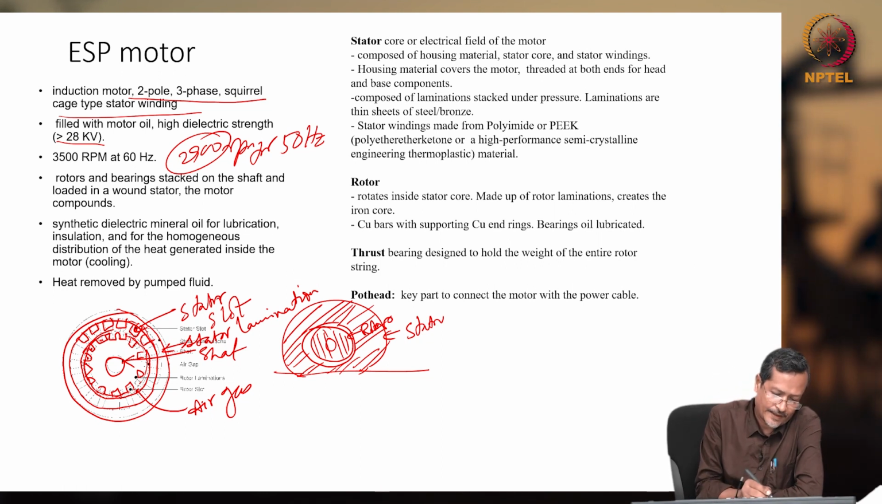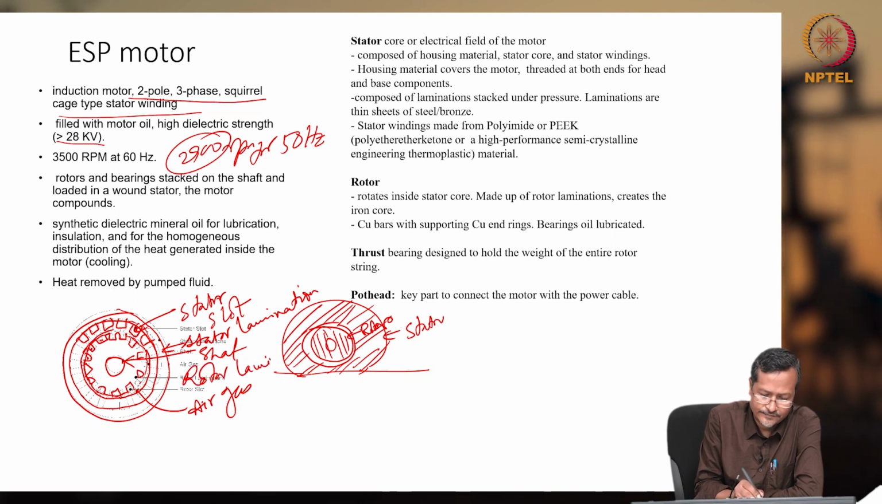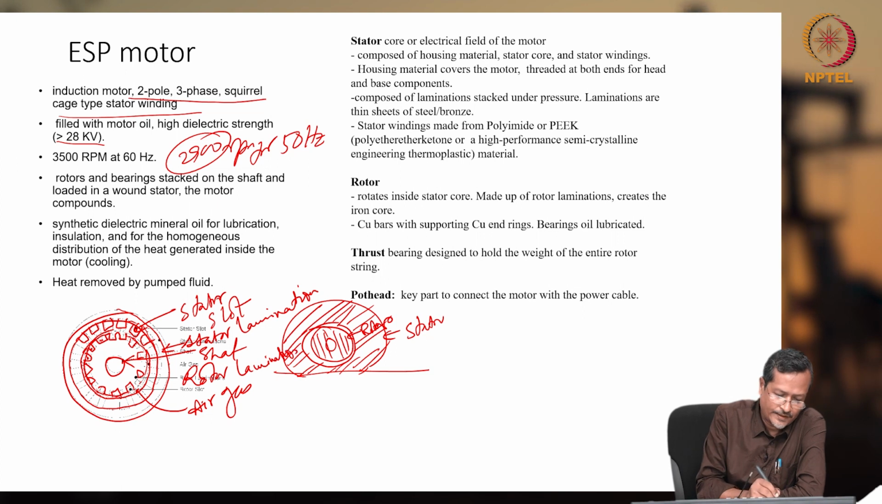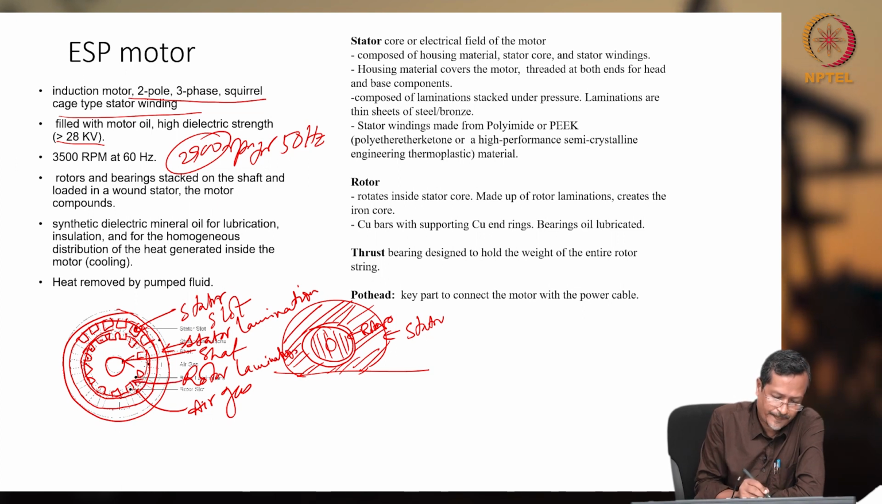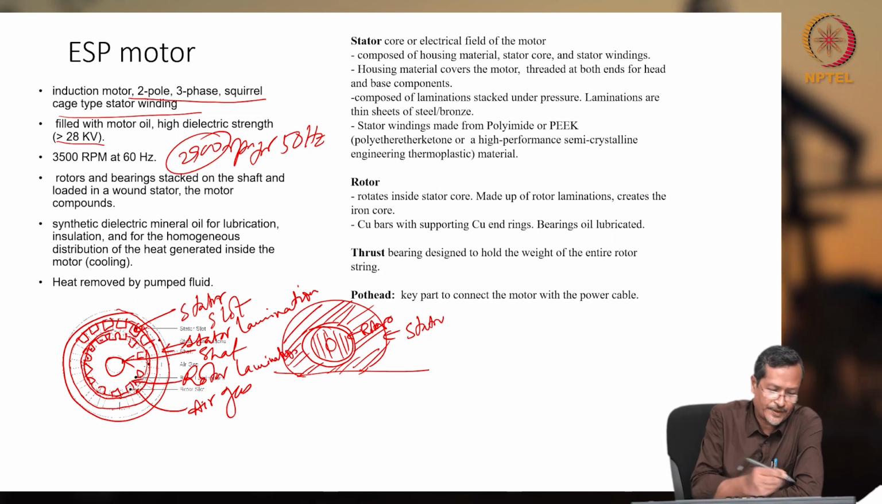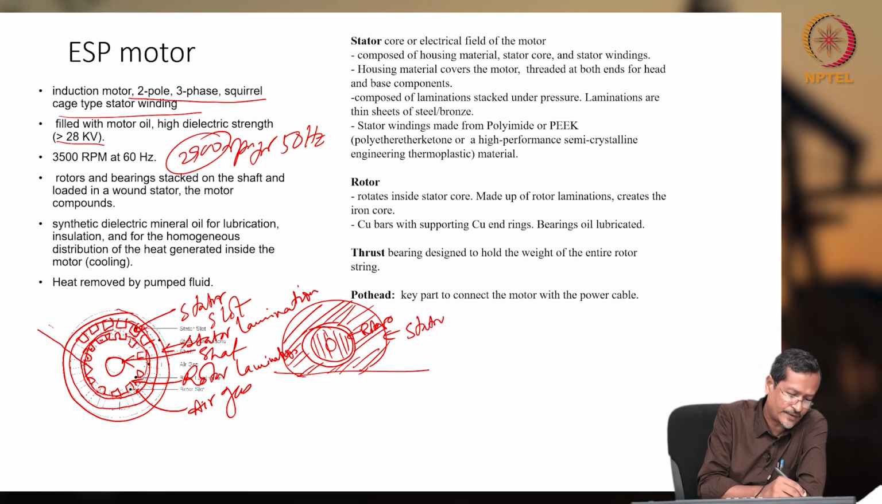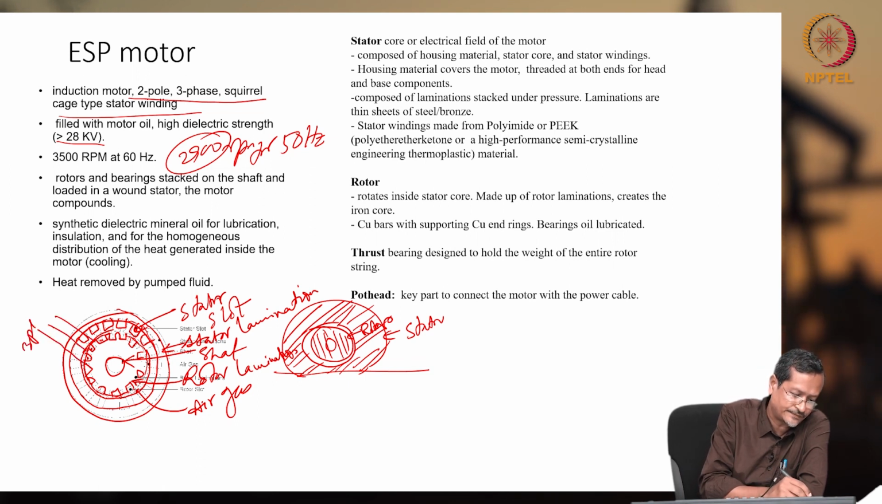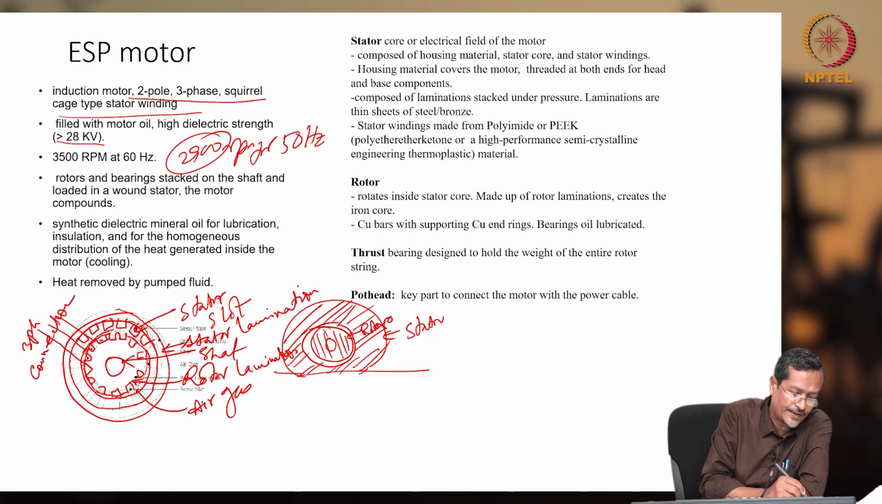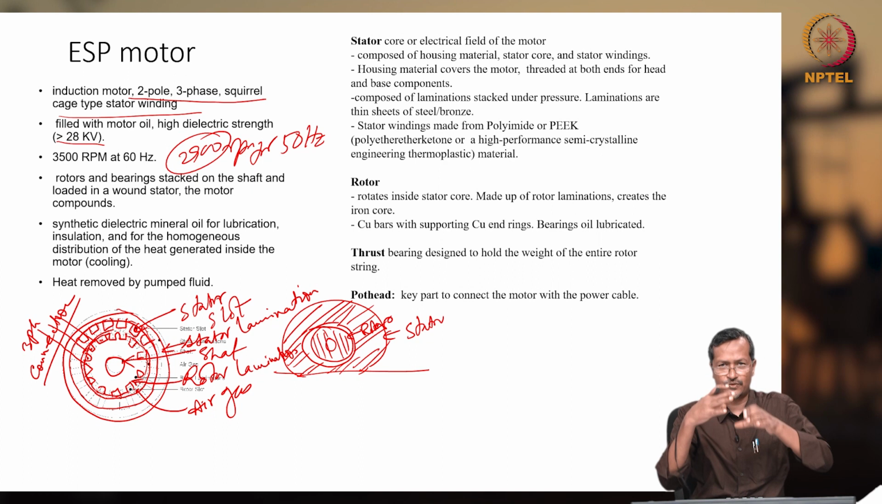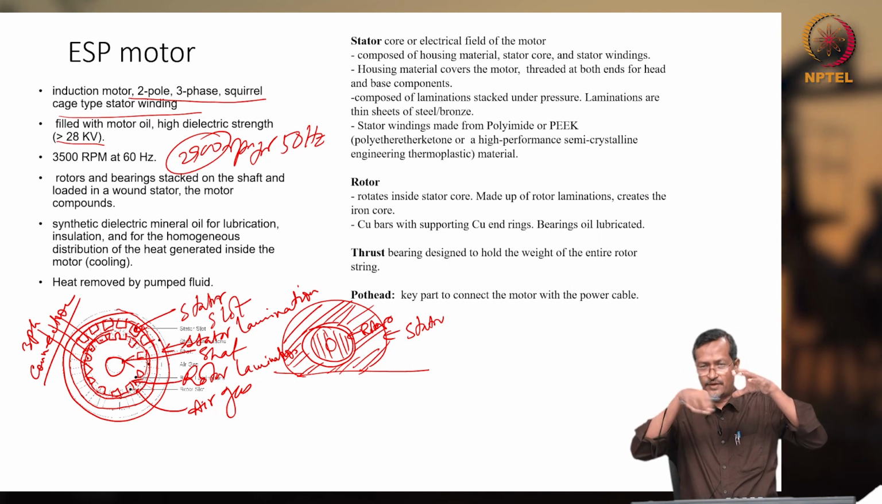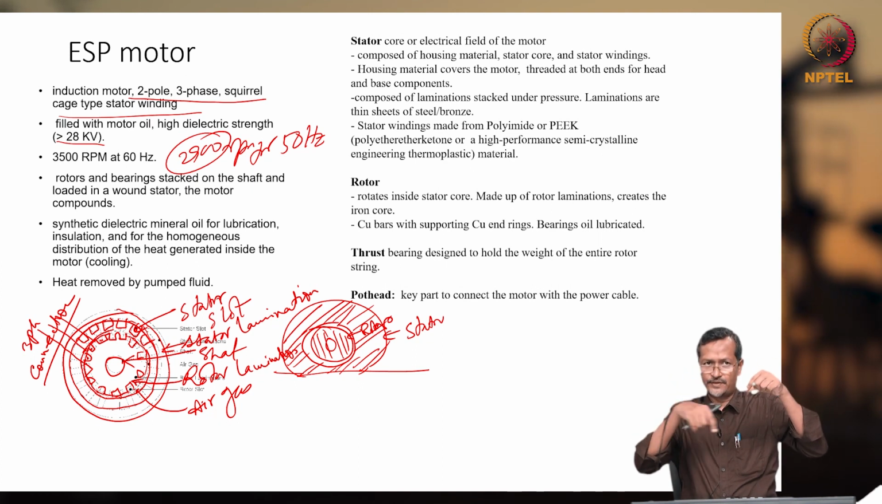So, the rotor lamination will be here. Because of this, a 3-phase connection will be here, 1, 2, 3. So you are giving a 3-phase connection, you have a rotor and a stator, the rotor is getting force from the stator, and because of that the rotor is rotating.